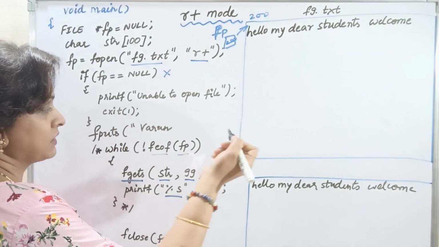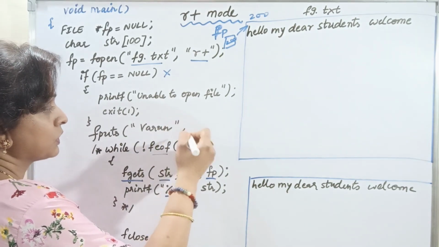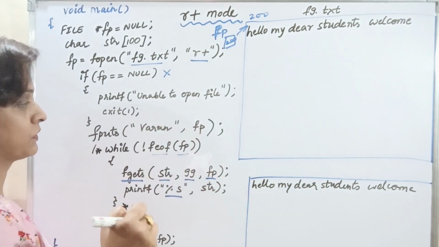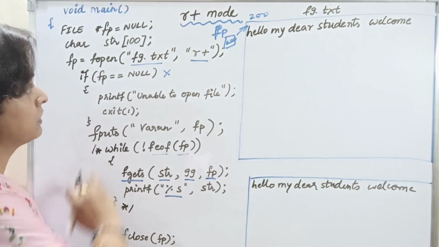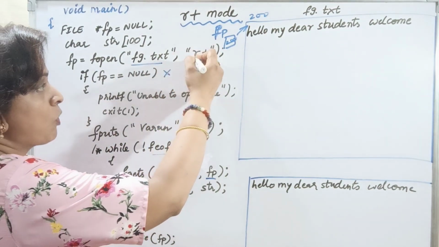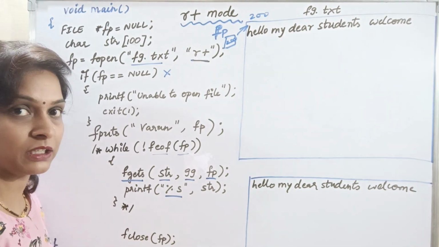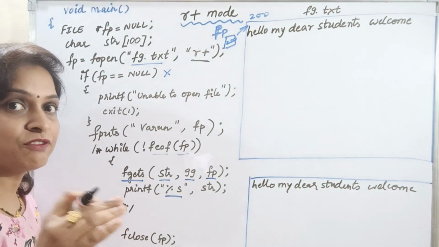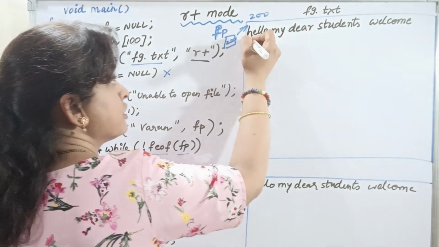You can just extend the statement, Varun in double quotes, to the file pointed to by the file pointer fp. So when I run this program, the file is being opened in R plus mode, which means I can also write the data. When I say it is R plus, the file will be active, pointing to the first location.